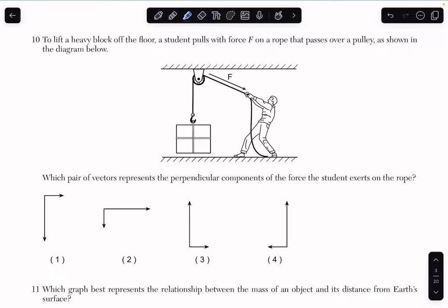Number 10. To lift a heavy block off the floor, a student pulls with a force on a rope that passes over a pulley as shown in the diagram below. You see it right there. Which pair of vectors represents the perpendicular components of the force that the student exerts on the rope? So this is our F. It says it right here. So this is our resultant. That's the result of 2 different forces pulling on it, and we have to figure out what those forces are. So we could just draw it out. What's the resultant? It's going to look something like that. Okay, and which one looks the most similar? That's 2.